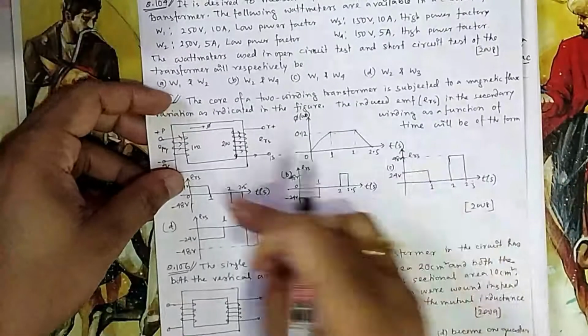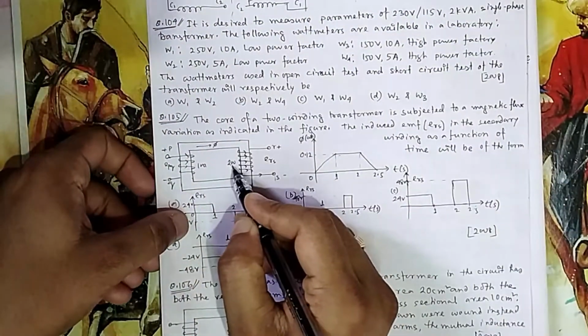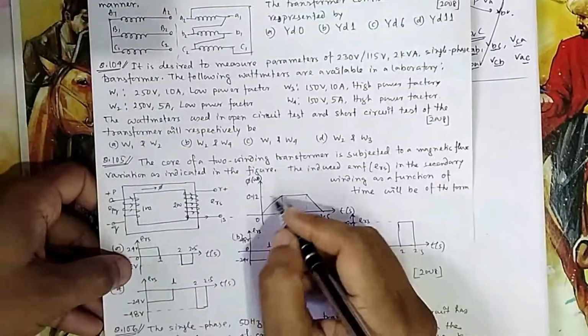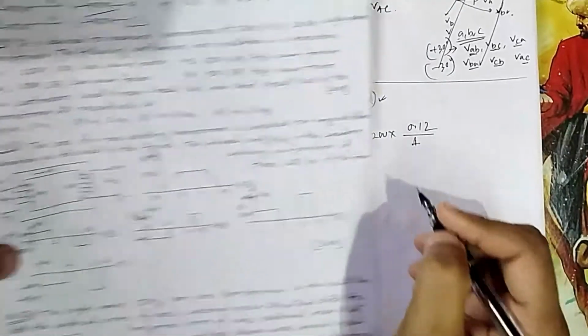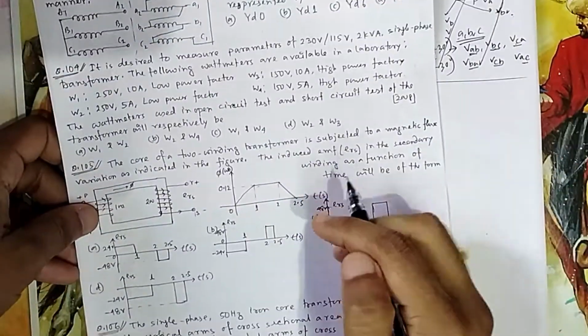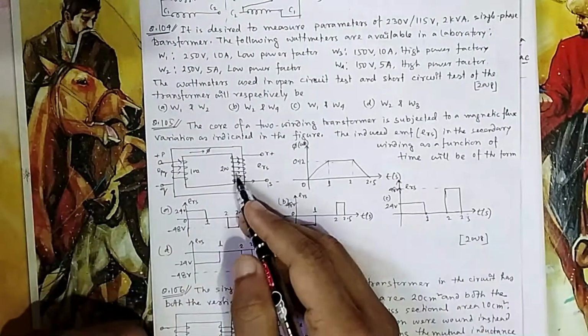No need to calculate with the others. You can also calculate it because N is 200. N is 200 and d phi by dt. What is the change in phi? What is the change in this one? That is 1. So you can say it is 24 volt. And here this change is in the second slope it is 0.2, but this is 0.5. That's why it is doubled, minus 48. So it is d phi by dt.